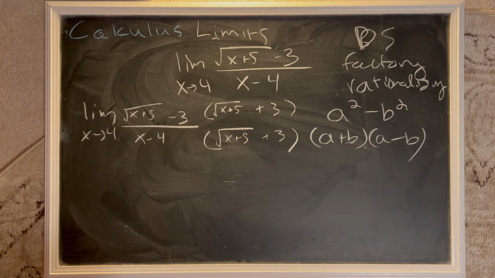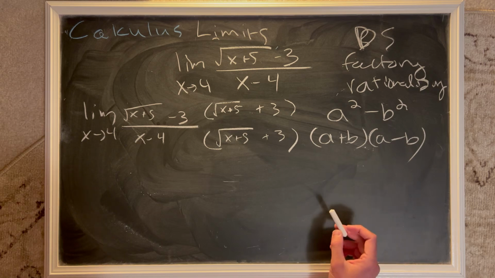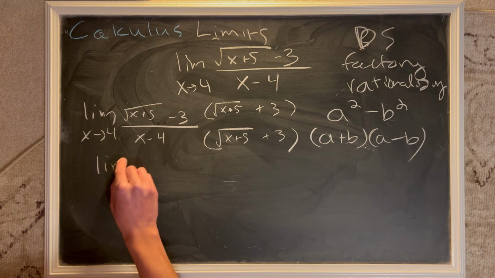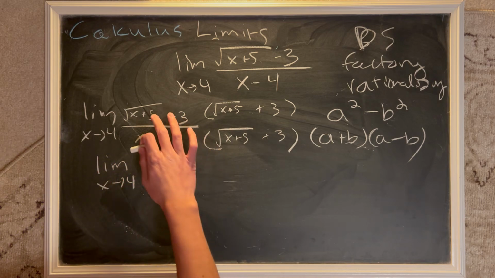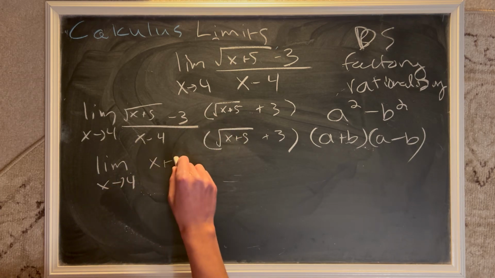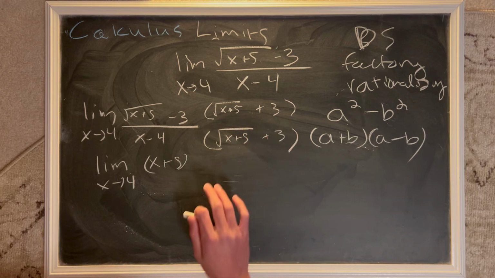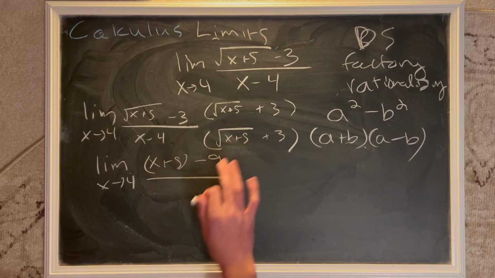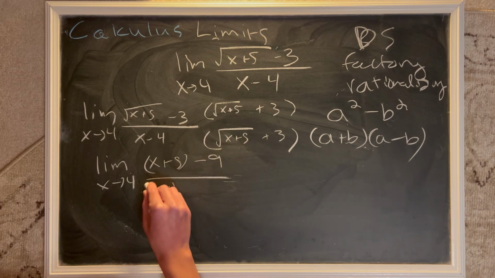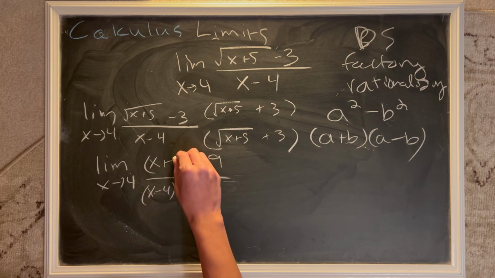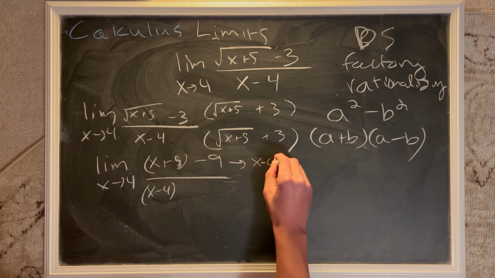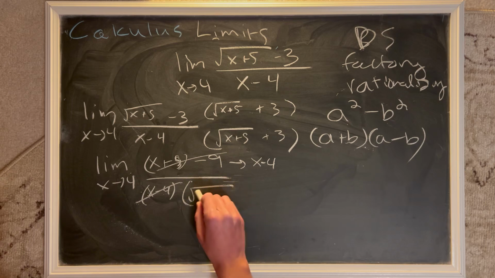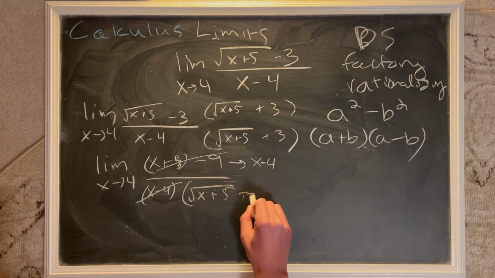So now we're just going to simplify that. In the top, remember, this was following that a squared minus b squared pattern, so we can redo that. So we still have the limit as x approaches 4. Now the square root of x plus 5 squared would just be x plus 5. And then 3 squared is 9, so minus 9, over, and we're not going to FOIL this out because you can see this x plus 5 minus 9 is equal to x minus 4. Therefore, you can cancel it. And then that leaves us with just the square root of x plus 5 plus 3 in the bottom.